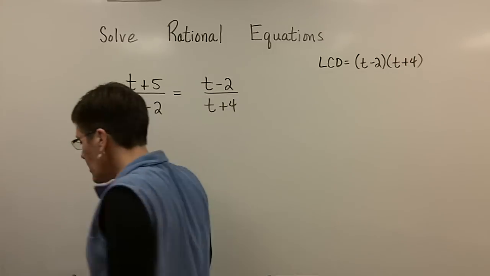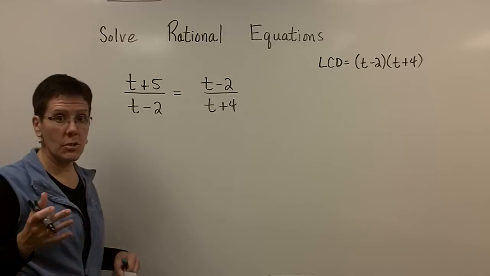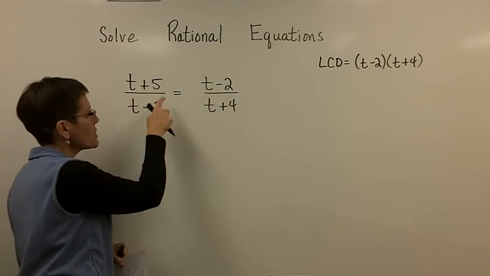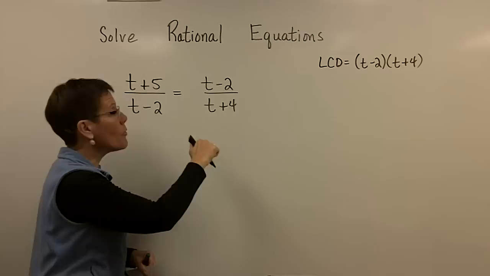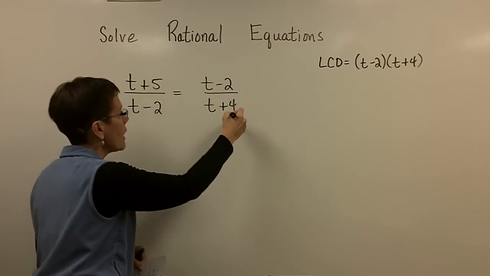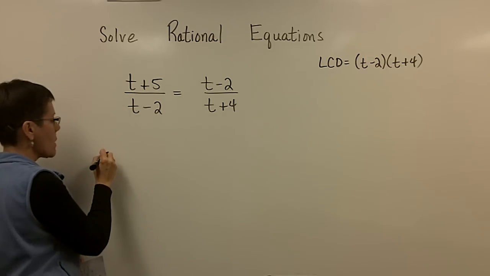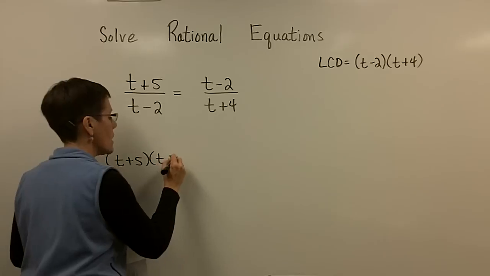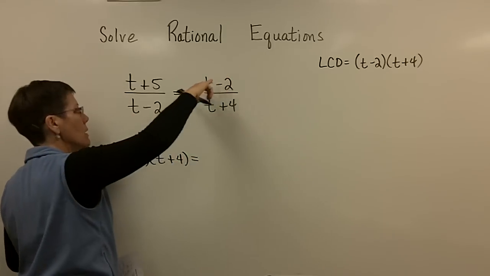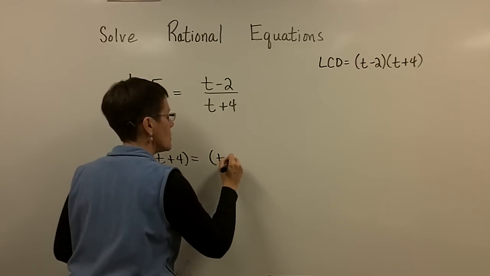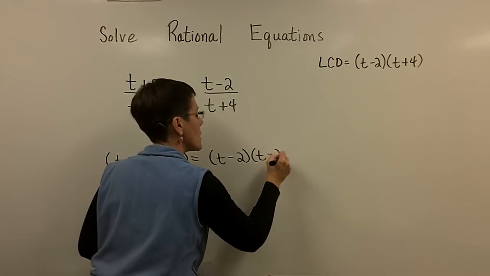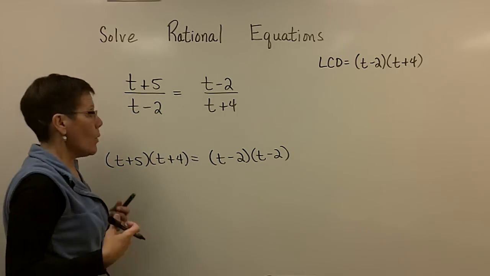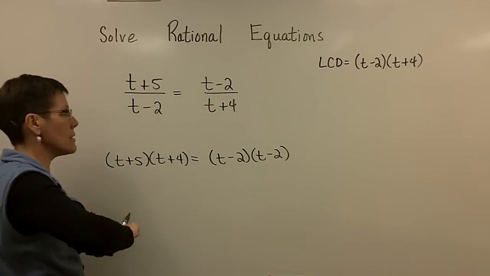Now, could I get you to visualize, first, a couple of things. Do you see the proportion here? So when you have a fraction equal to a fraction, don't forget that you're allowed to set the cross products equal to one another. I'm going to go ahead and write it down. t plus 5 times t plus 4, equal to t minus 2 times t minus 2. I'm rid of the denominators. They're gone.